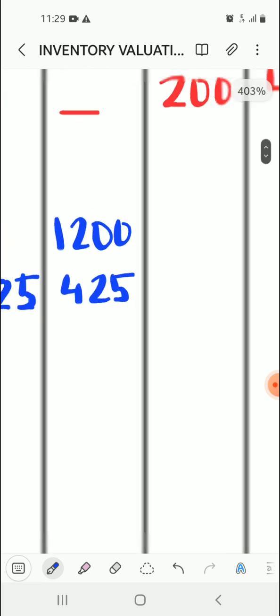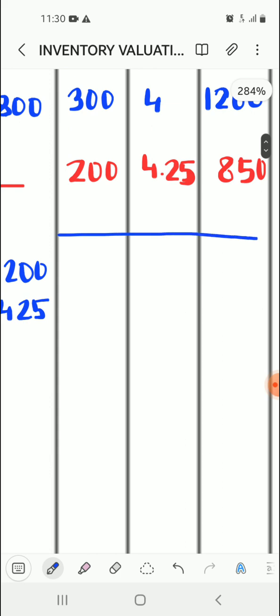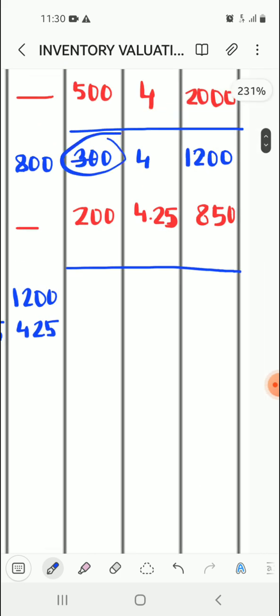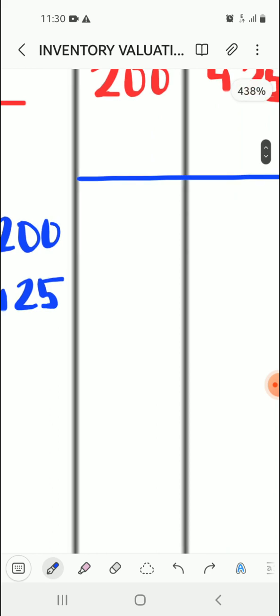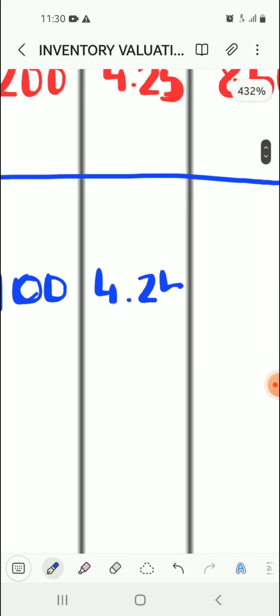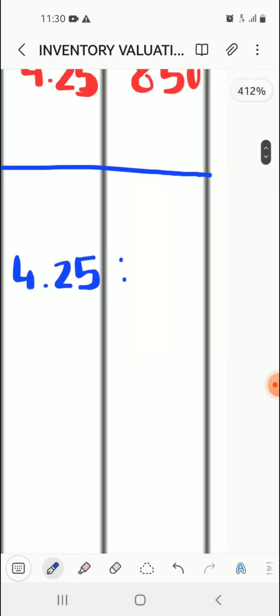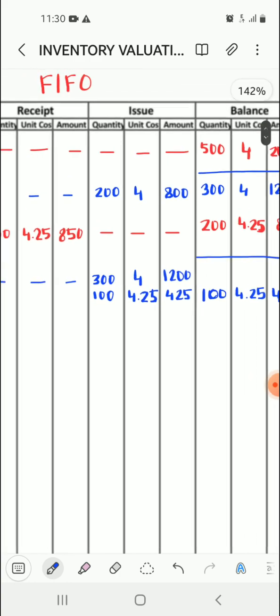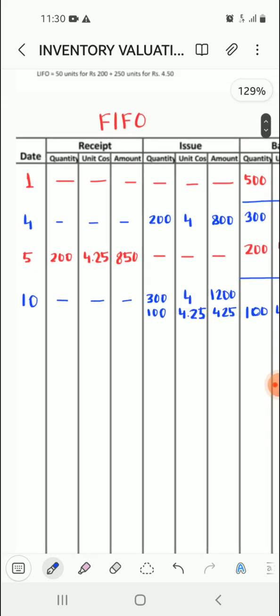After this is done, now we're going to write away the balance. This 300 is gone. From this 200, more 100 is gone. Okay, so only 100 is left. So we're going to write only this 100 of 4.25 lot left. An amount will be 100 into 4.25, that is 4.25. With this we are done for 10th.